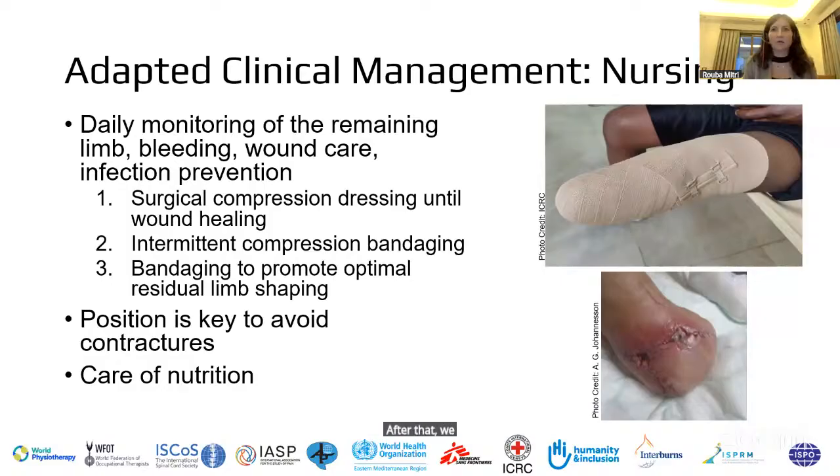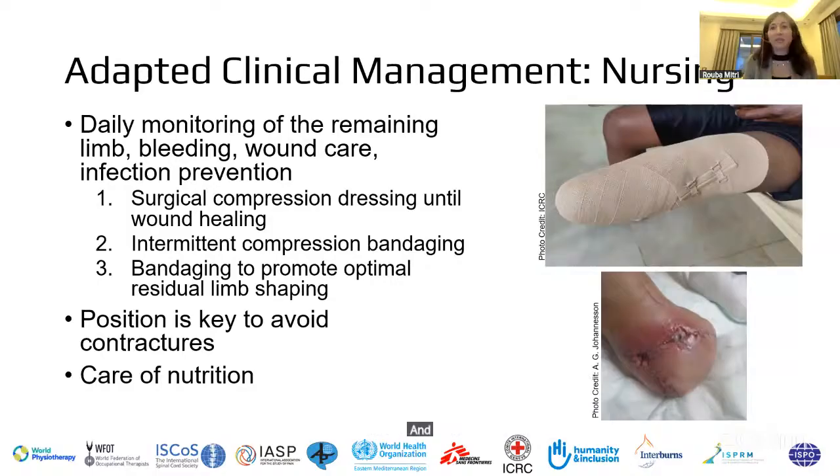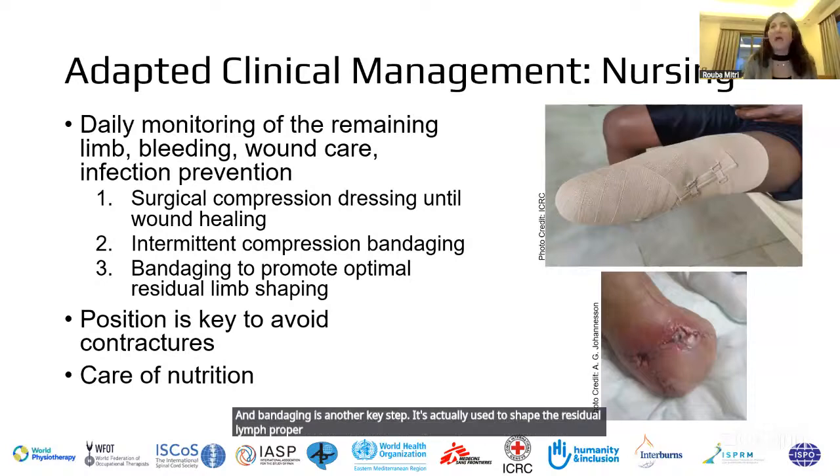After that, we move to the intermittent compression. This continues to control swelling, but also starts preparing the limb for the next stage. And bandaging is another key step. It's actually used to shape the residual limb properly and prepare for fitting a prosthesis later on.